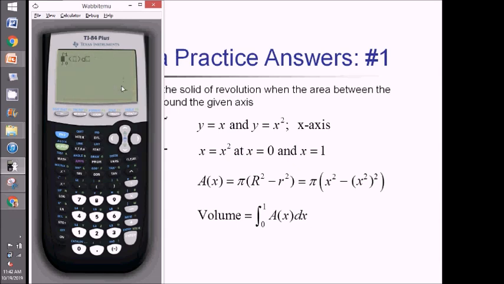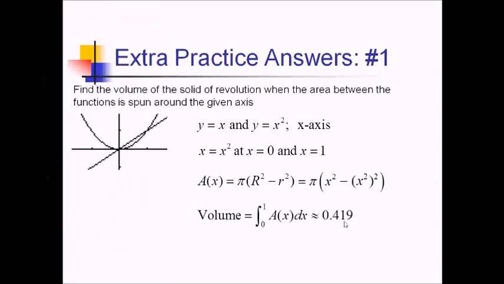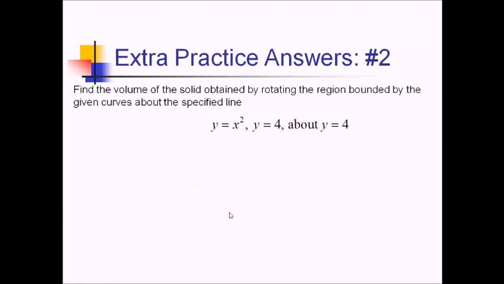And then I'm going to quit out of there and integrate from 0 to 1. And I'll do alpha trace y3 now, dx. And that'll integrate my area formula. So pressing enter, I get about 0.419 if I round that off. And that's my volume.